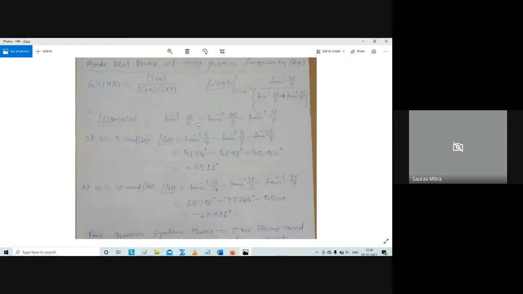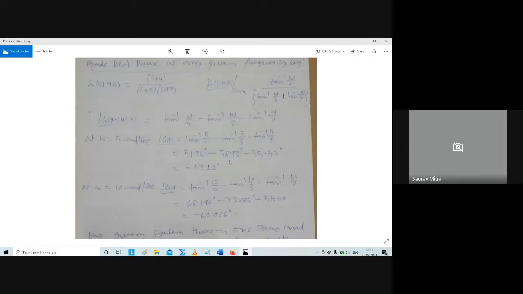So what is the overall angle of this system, which is given by G(s)H(s) equal to (s plus 4) over (s plus 3)(s plus 7)? For s plus 4, it is tan inverse omega by 4. For s plus 3 at the denominator, it is minus tan inverse omega by 3. And for s plus 7 at the denominator, it is minus tan inverse omega by 7.